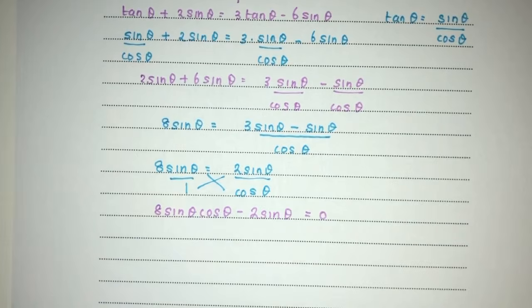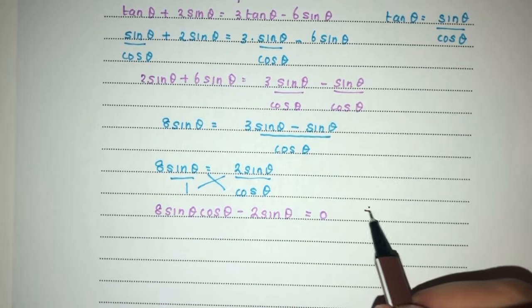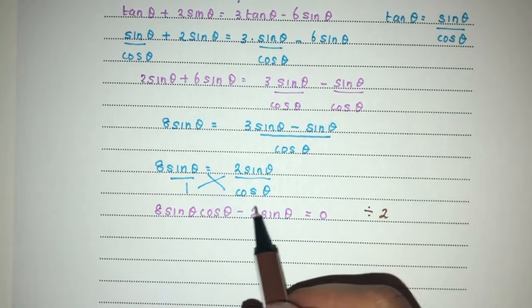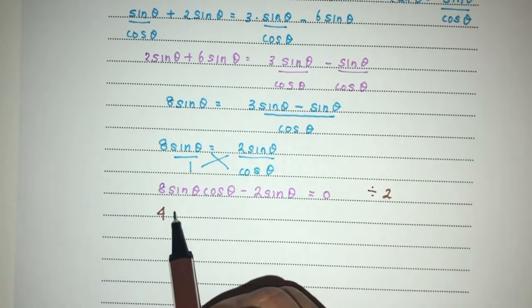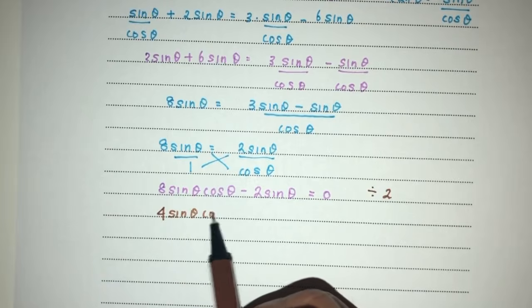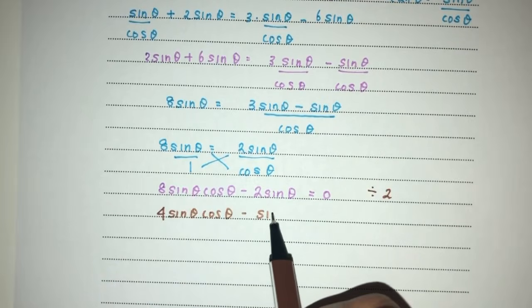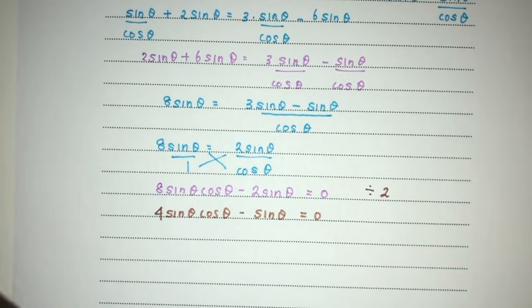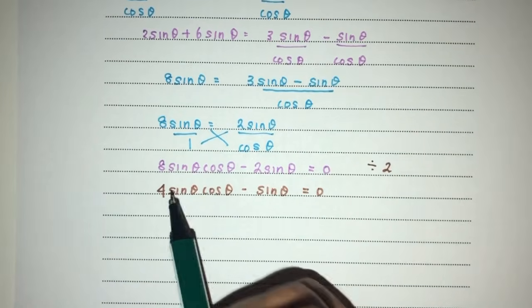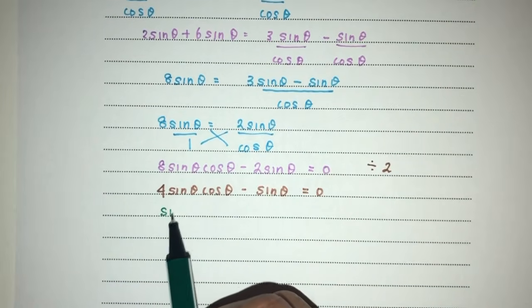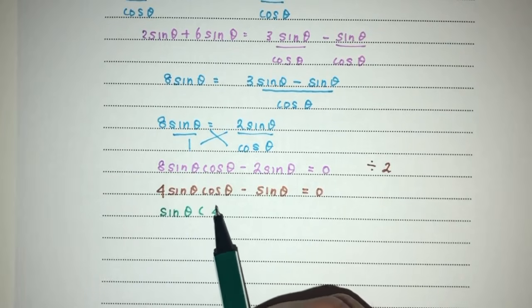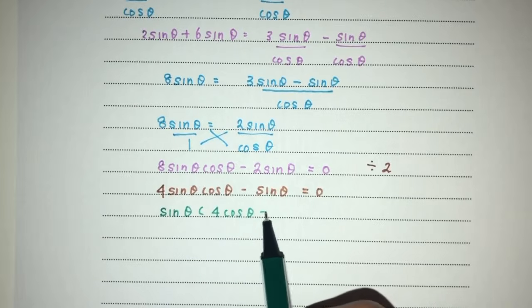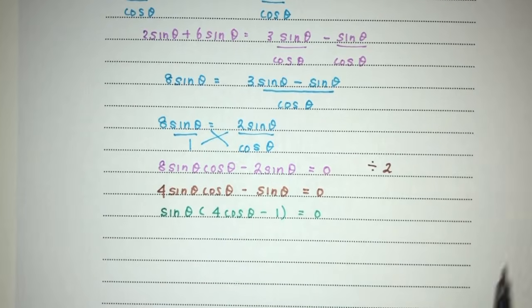Send this over here, right? Now we can divide by 2 everywhere because this is even. We want to simplify. That will become 4 sine theta cos theta minus sine theta. Now as you can see, sine theta is common in those two. We can factorize that. So sine theta times 4 cos theta minus 1 is equal to 0.